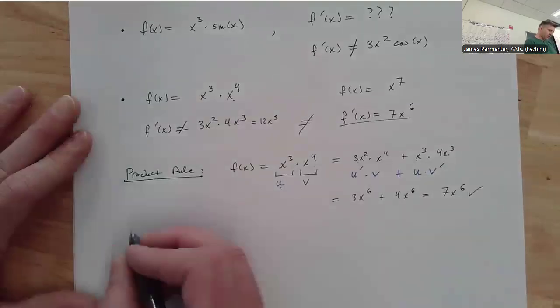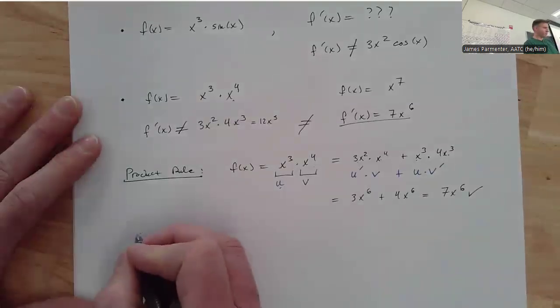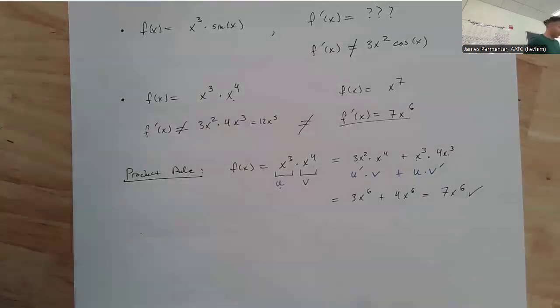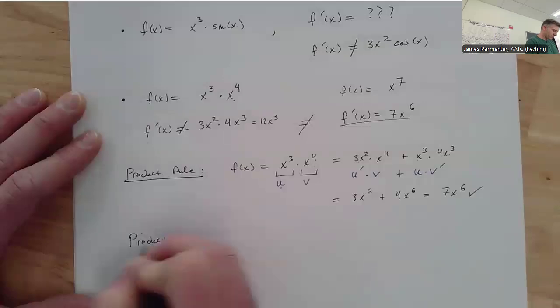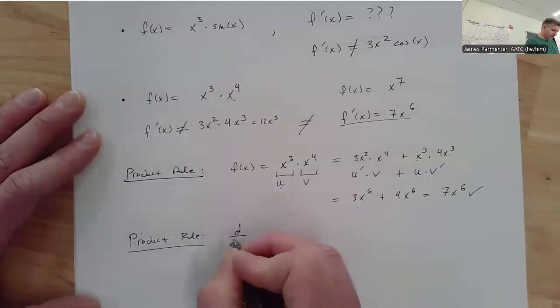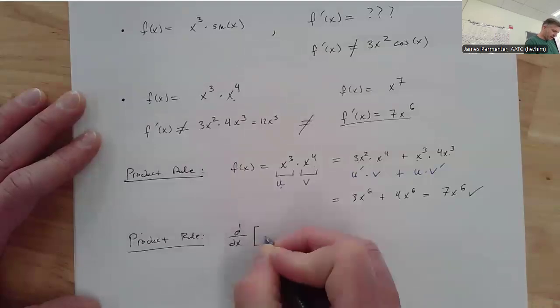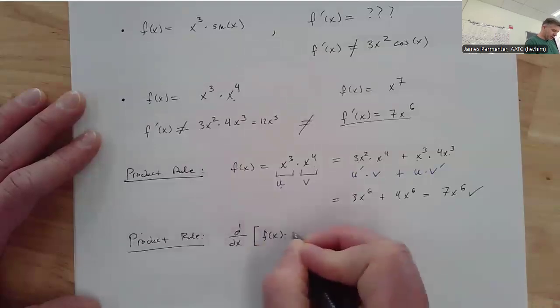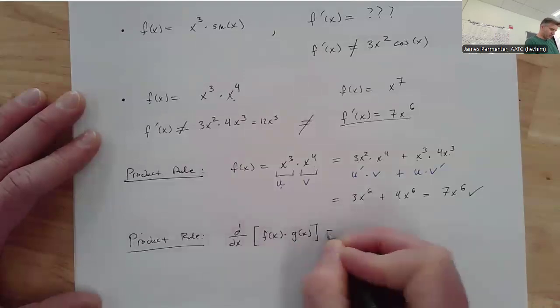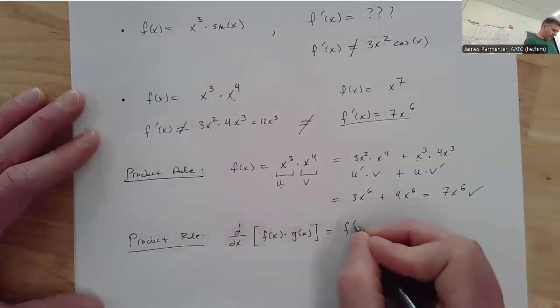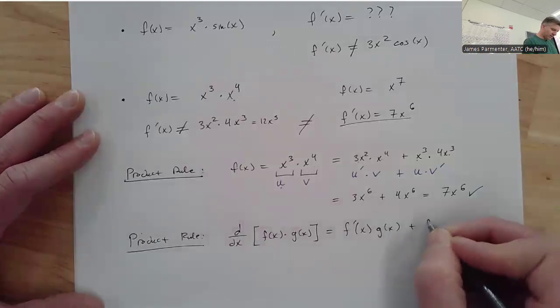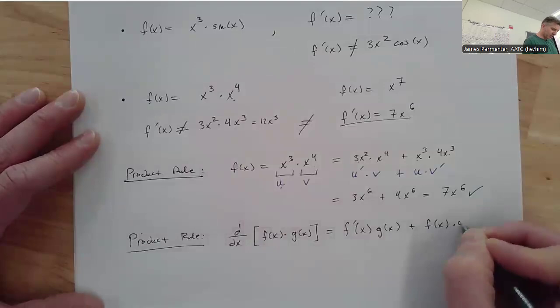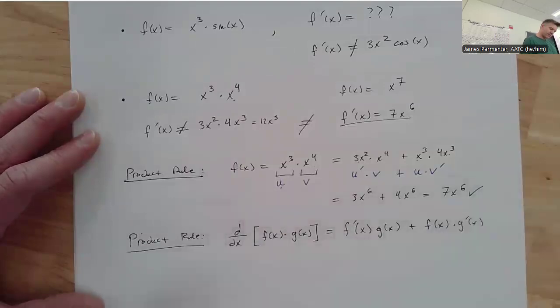So here is the product rule written more generally. The product rule says the derivative of f of x times g of x is equal to the derivative of f of x times g of x left alone, plus f of x times the derivative of g of x.